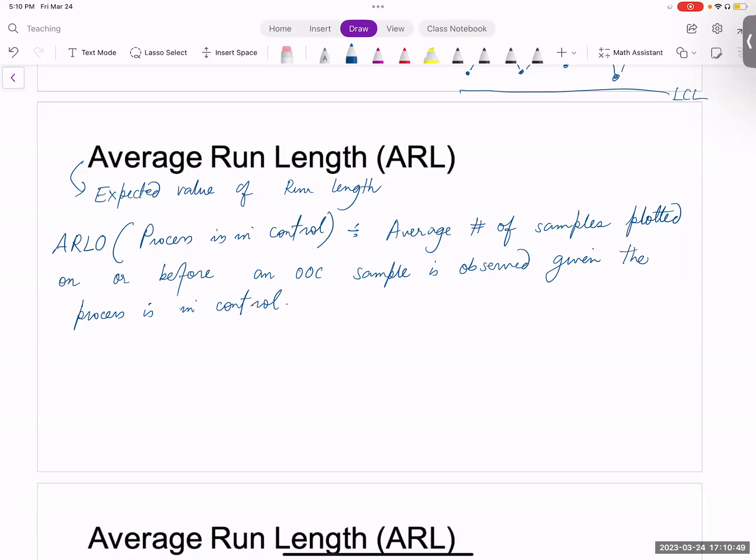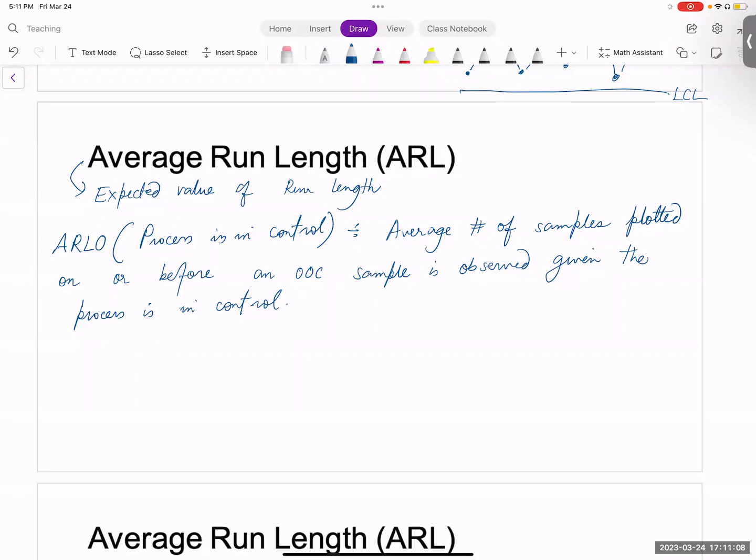there's still some likelihood that you might observe 1 or 2 points outside the control limits, just by the virtue of the variability in the process. And this we called type 1 error, right? Probability of observing an out of control situation, even though the process is in control.